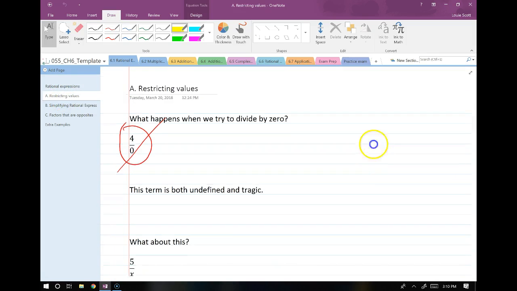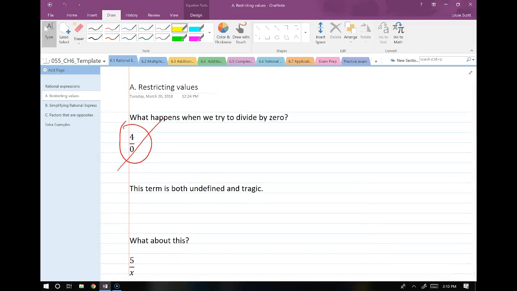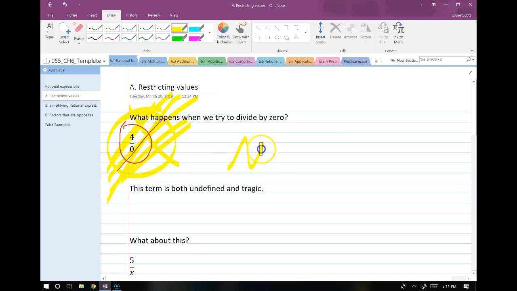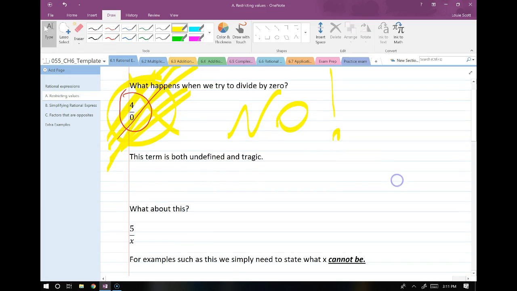So the first thing that we want to go over is we want to make sure that we're not going to break any rules with our rational expressions, before we go over any operations or anything like that. So the rule about dividing by zero says you never do it. It's okay to have a 0 up top, but never down below. So this is the case that is just not allowed ever. Boom. No. So this term is both undefined and tragic.